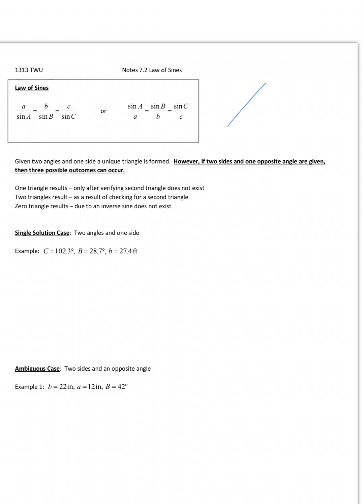Just like we did with law of cosines, if we have any triangle, if this is angle A, this is side A. If this is angle B, this is side B. If this is angle C, this is side C. So if we can set up those ratios, we can then use any combination of the ratios, like this one and this one, to find missing sides or missing angles. So law of sines works really well if you're given two angles and one side. But if you only give two sides and one angle, then there's three possible outcomes that occur.